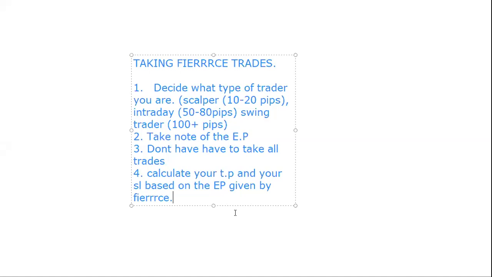So on Telegram, you see just her posting, we have bagged 20 pips, ladies and gentlemen. Then you're there, your MT4 is just showing 13 because of the spread, of course. Then you're wondering, is this thing true? Why is she saying that they have bagged all these pips and mine is not showing up? That is the reason. So calculate your TP and your stop loss based on the entry point that was given by Fierrrce.